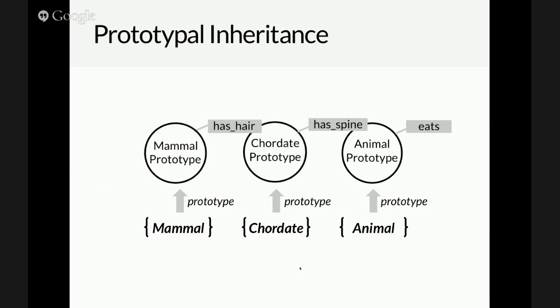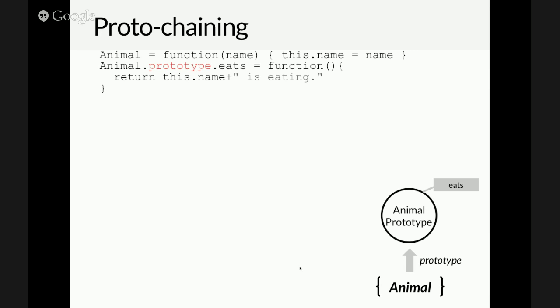If we want one to inherit from the other, what we need to do is point the proto properties of those objects to each other. Mammal's prototype's proto property will point to chordate's prototype, and so on and so forth up the chain. How do we do this in code?